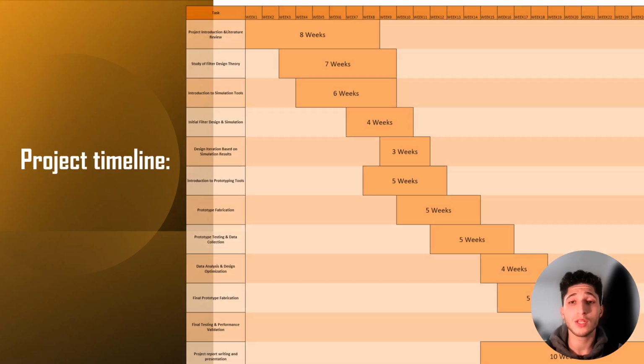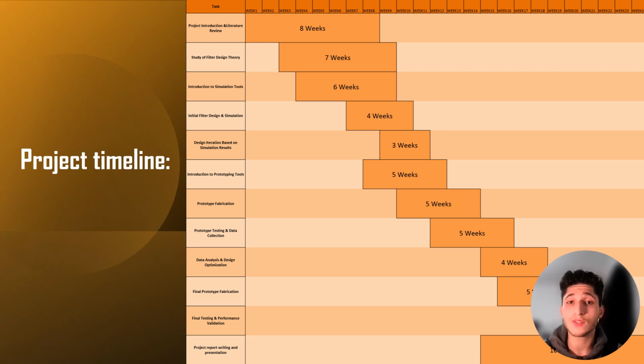In week 1, we initiated our project with a comprehensive design brief, setting a clear direction for the 3-pole bandpass filter design project by studying the literature and the relevant theory. And after that, by week 6, we delved into some preliminary research and simulations.